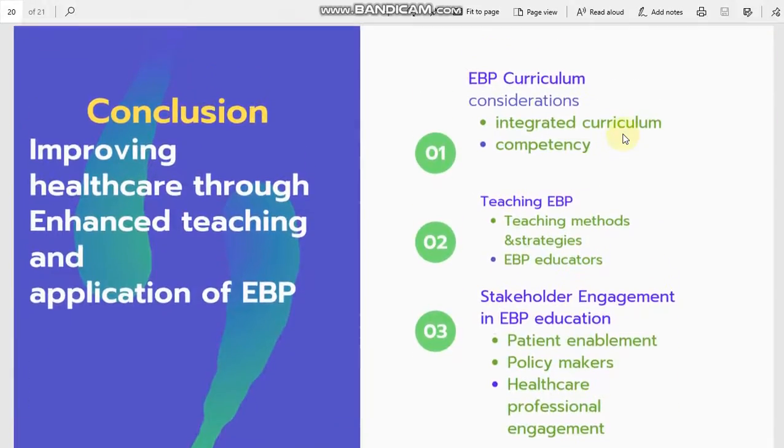To conclude on evidence based practice or evidence based medicine: how do you improve your healthcare through enhanced teaching and application of EBP? You will have to frame proper curriculum considerations, and the teaching methodology should be sound. There should be proper educators for EBP, and stakeholder engagement, that is patients, policy makers, and healthcare professionals. With this engagement, good evidence-based medicine practice by the pharmacist will be possible.